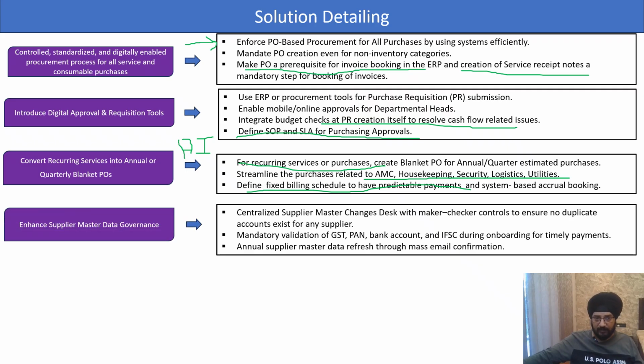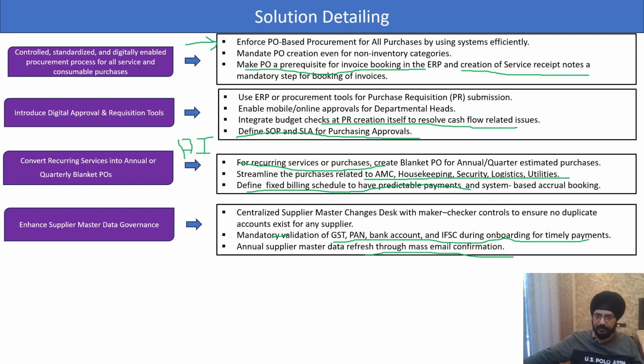expenditure. Enhanced supplier master data governance and centralized supplier master changes desk, make a checker control, mandatory validation of the GST, PAN and the bank account. This used to be there. IFSC during the onboarding and the timely payments. Annual supplier master data refresh with the mass email communication.